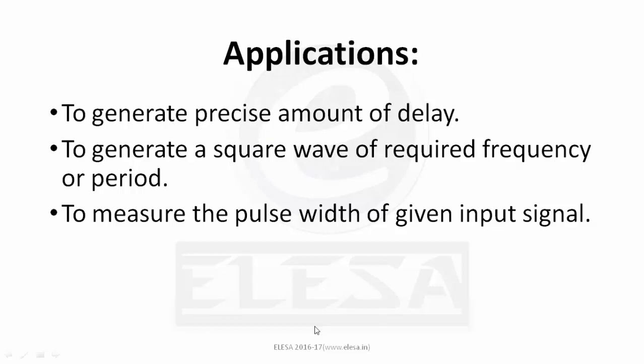And the third application of timer is to measure the pulse width of the given input signal. How can we measure the pulse width of the given input signal? What we can do is start the timer on the rising edge of the signal and stop the timer on the falling edge of the signal. Let's have a look at the Proteus simulation of this example.